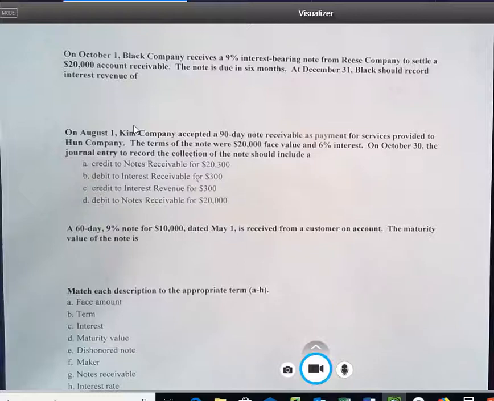So we kind of need to understand what's going on here. Looks like Black Company had a receivable for $20,000 with Reese Company. Reese Company didn't pay, and instead of just writing it off, Reese said, well, you know what, let's make a more formal instrument, a note receivable for the same $20,000. I'm going to pay you interest on it, and you relieve me of my account receivable.